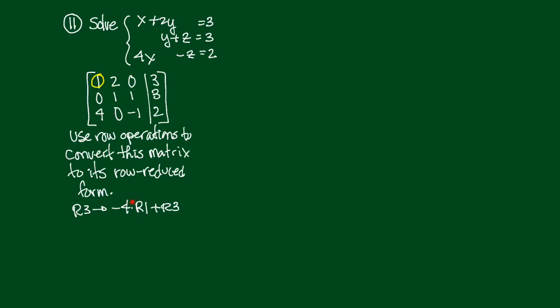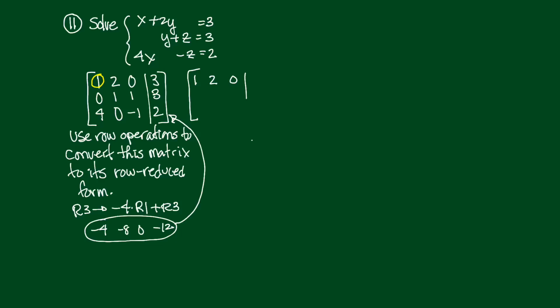So take that negative 4, multiply it through that very first row, and it's going to look like this. Negative 4, negative 8, 0, negative 12. Now I'm going to circle that and say I'm going to add that to row 3. So this will be the new matrix. Okay, I'll write it right up alongside here. Row 1 and 2 stayed the same. 1, 2, 0, 3, 0, 1, 1, 3.